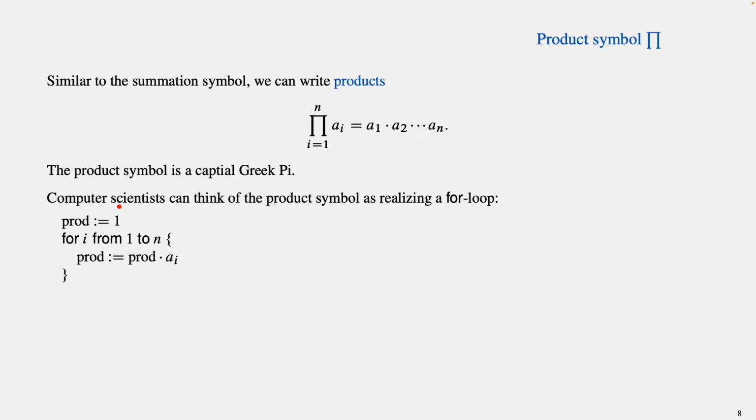And again, computer scientists can think of this as a for loop. Here the product is initialized with the value 1, and then we run the loop from 1 to n and multiply the already obtained product with the next element in the number sequence. And the empty product is set to be 1 by definition. So if the upper index is lower than the initial index, then we don't have any elements to multiply with, and we define this to be 1.